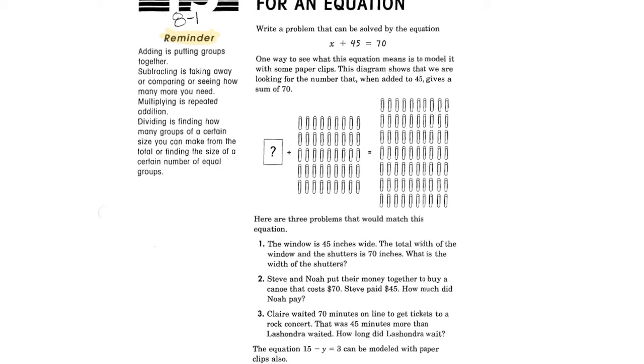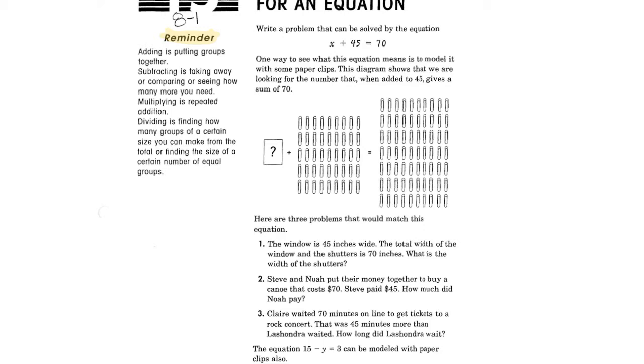Here are 3 problems that would match this equation. The window is 45 inches wide. The total width of the window and shutters is 70 inches. What is the width of the shutters? Steve and Noah put their money together to buy a canoe that cost $70. Steve paid 45. How much did Noah pay?